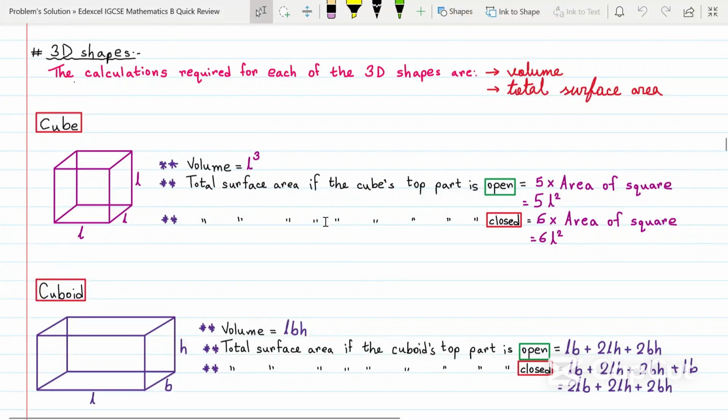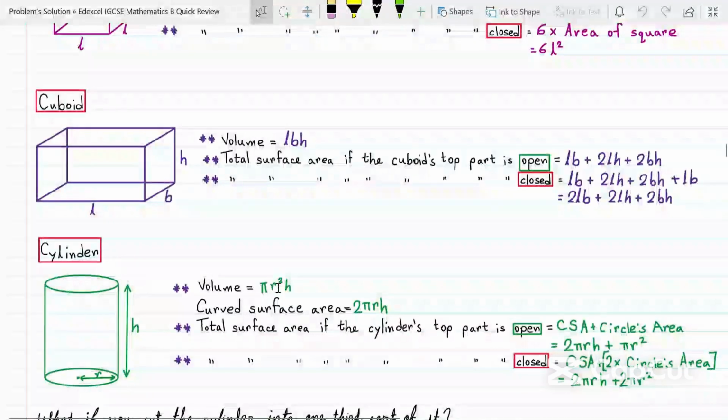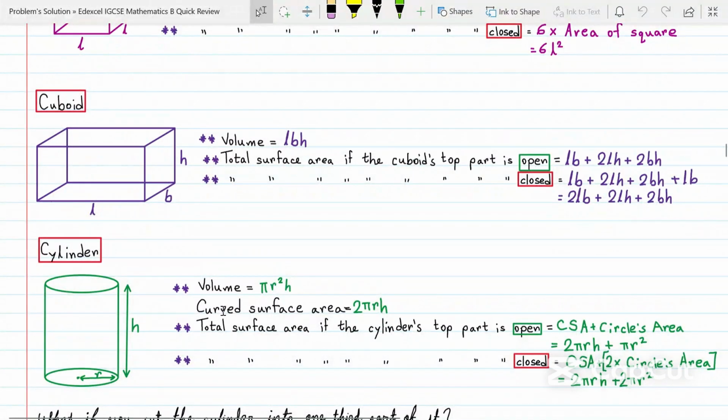Now the third 3D shape here is a cylinder. I hope you guys have seen the cylindrical shape. It can be anything of this shape. Now here is the cylinder. The volume for this cylinder equals pi r square h. The curved surface area is basically this part, not the circular part. The curved surface area for this cylinder equals 2 pi r h.